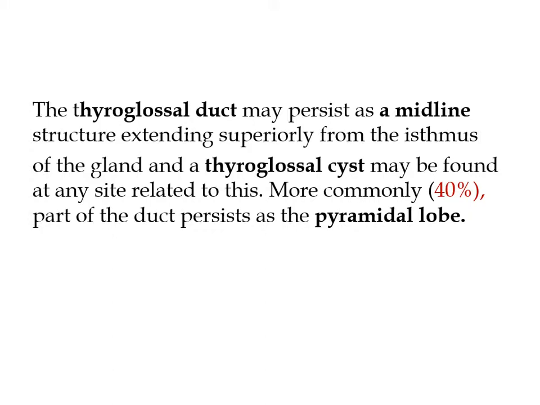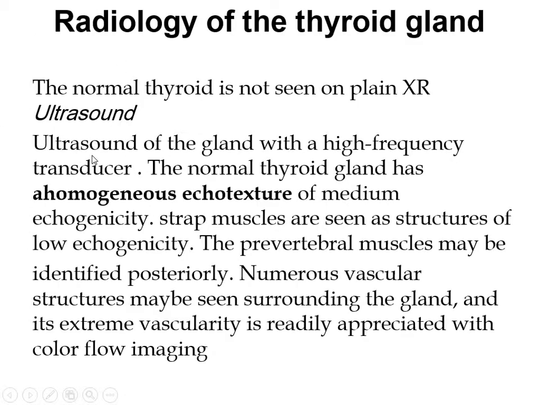This is what I mentioned, the pyramidal lobe, which is a remnant of the thyroglossal duct. Radiology of the thyroid gland. The thyroid gland can be imaged by ultrasound, imaged by X-ray, but the easiest one is the ultrasound.